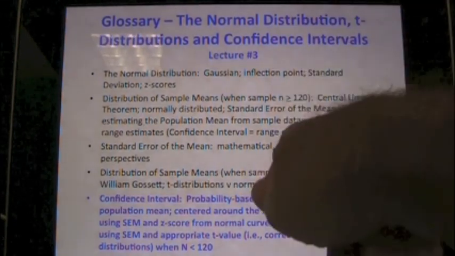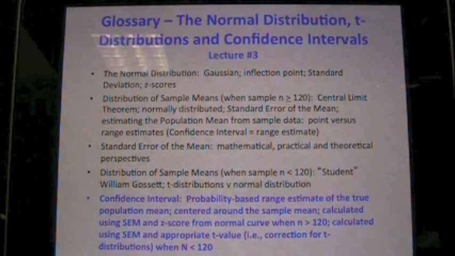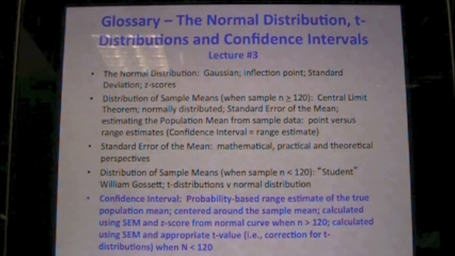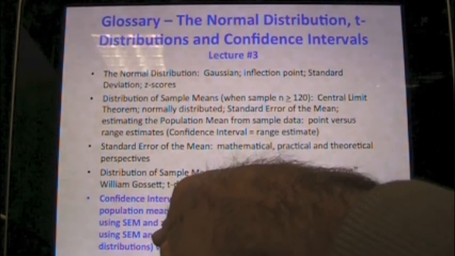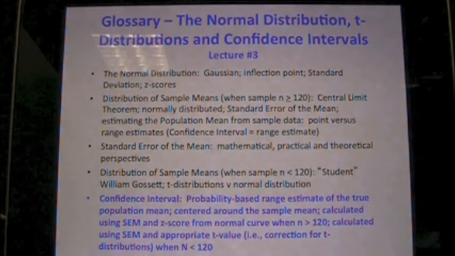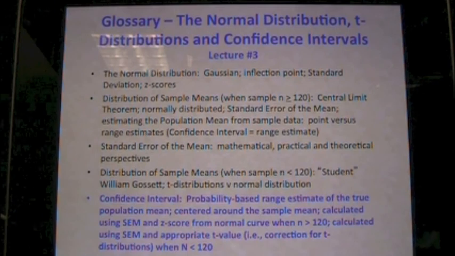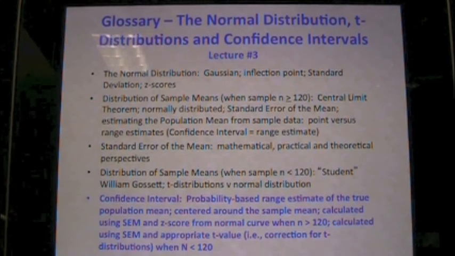And finally, a confidence interval is a probability-based range estimate of the true population mean. It's always centered around the sample mean. It's calculated using the standard error of the mean, which you're using to estimate the standard error of the sample means. And it's based upon the z-score from the normal curve, or the t-value from the t-distribution when the sample size is less than 120. And I think that's it.